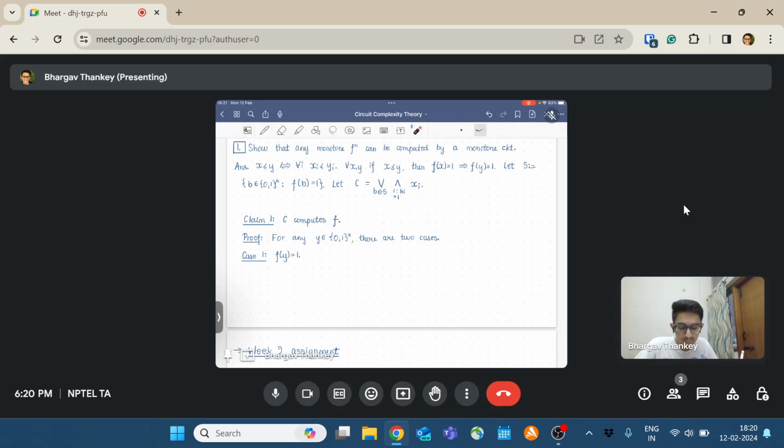Okay. So, I get the idea of how you explained that we can create a monotone circuit by not considering the inputs which go to zero. But can you just once again explain this argument? Let C equal the OR over B belonging to S. What does this exactly mean? The AND part, what is it?